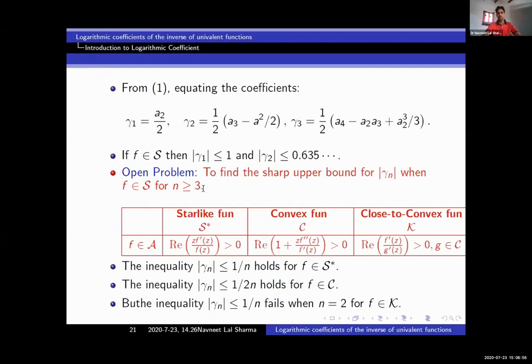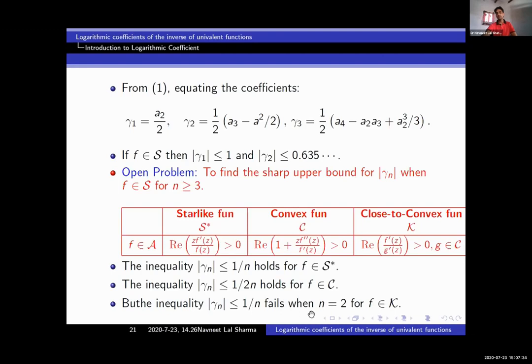Now there are some classes of univalent functions such as starlike, convex and close-to-convex functions, whose analytic representations are these. If f is in the class S star, meaning starlike functions, then the logarithm coefficient satisfies modulus of gamma n less than or equal to 1 by n. For convex functions, modulus of gamma n is less than or equal to 1 by 2n. But can we say for close-to-convex functions that modulus of gamma n is less than or equal to 1 by n?